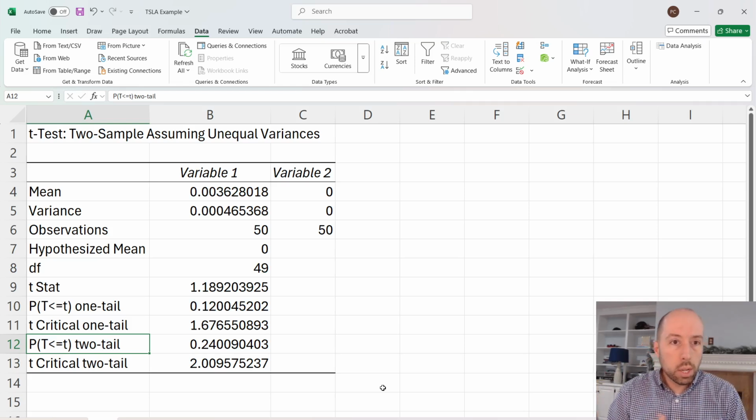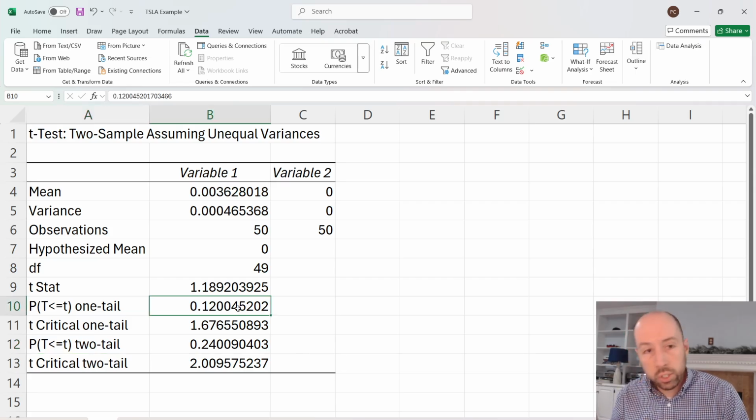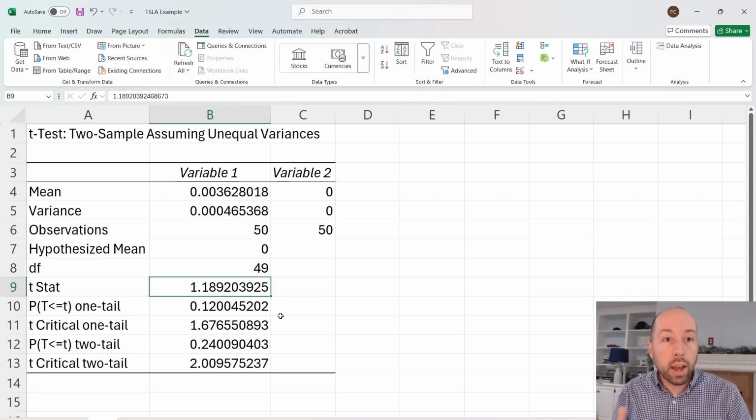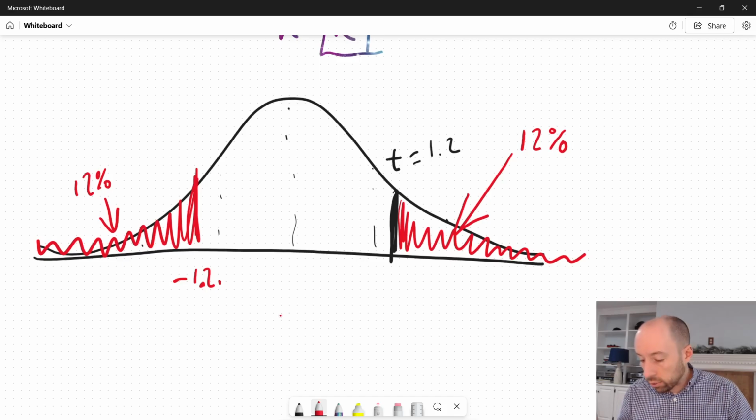And Excel says, yeah, well, there's a 12% chance of seeing a number that big on the right, and it's symmetric. So there's a 12% chance of seeing a number that big on the left. You've got about a 24% chance of seeing a number as large as 1.2 in general. It's actually as large as 1.189203925, right? So you've got a 24% chance of seeing numbers that big even when the null hypothesis is true. The logic is fairly straightforward at that point. If the null hypothesis is true, I'd see numbers like this all the time. So it's not enough to convince me that the null hypothesis is false.